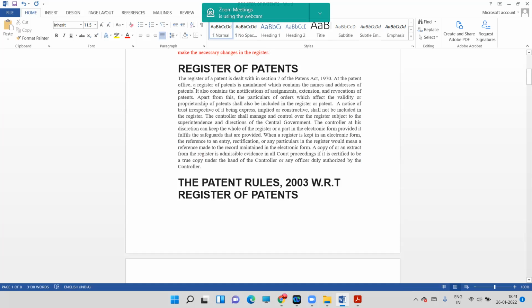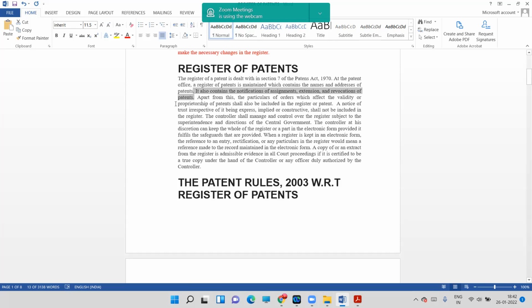Okay. So you already heard about these terms, that is what is meant by revocation of patents. Revocation का टॉपिक हो चुका है आपको चैप्टर? Yes, yes. Okay. So if the patent is revoked, then also there is the information related to it that revocation हुआ है, क्यों हुआ है, all these things, and the notification of assignments and extensions. So all these things are provided there. Apart from this, the particulars of orders which affect the validity or proprietorship of patent shall also be included in the register. अगर लाइसेंसिंग वगैरह हुआ है, टेक्नोलॉजी ट्रांसफर या कुछ ऐसे बॉन्ड के थ्रू प्रोप्राइटरशिप चेंज हुआ है, then all these documents are also included there.